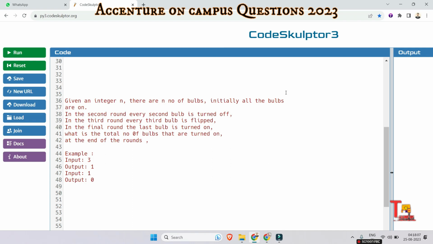Here is the given sample input and output. The number of bulbs is 3 and the output is 1. That is, at the end, there is only one bulb that is on, right? And in case of one bulb, at the end only 0 bulbs are turned on, right?